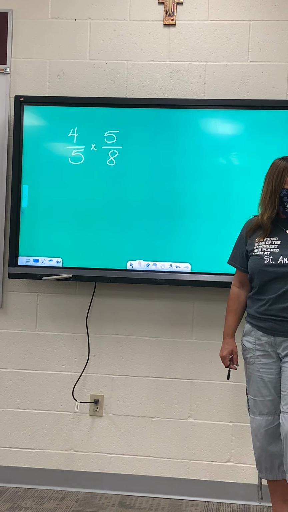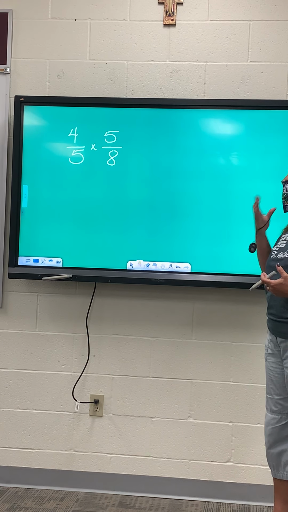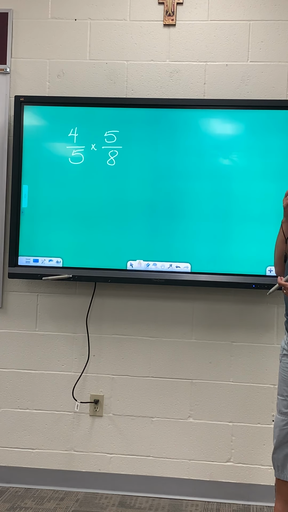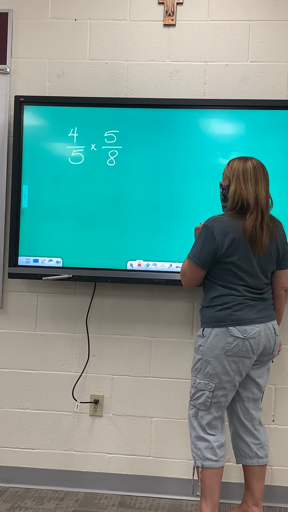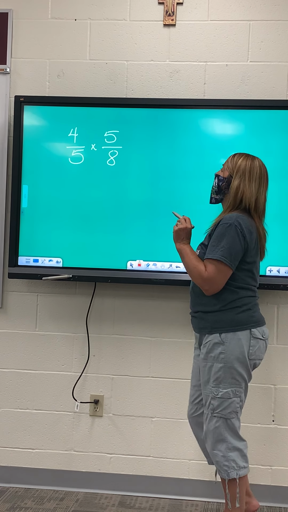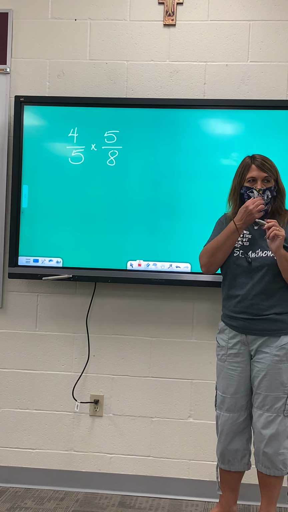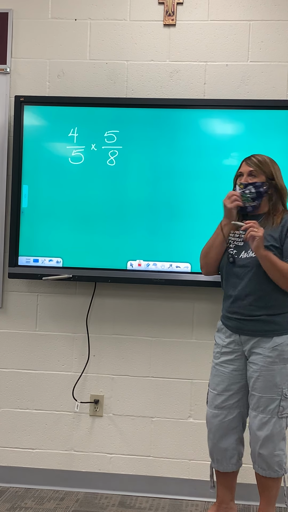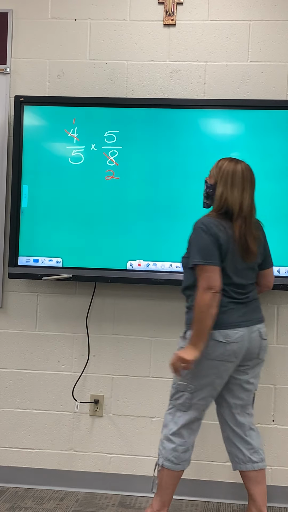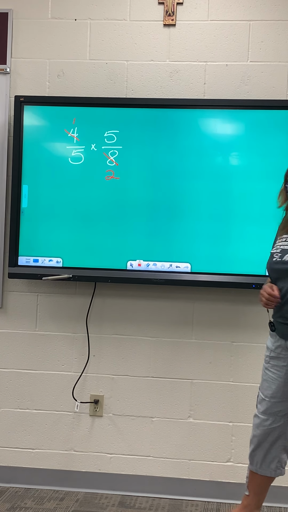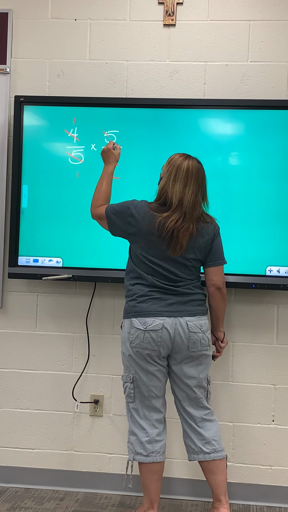Remind me what canceling is? Where you go from the denominator of one to the numerator of the other, and you see if they can go into each other. So go ahead and do it. The 4 goes into 8 2 times. And that becomes a 1, right? Mm-hmm. And then 5 goes into 5 1 time.